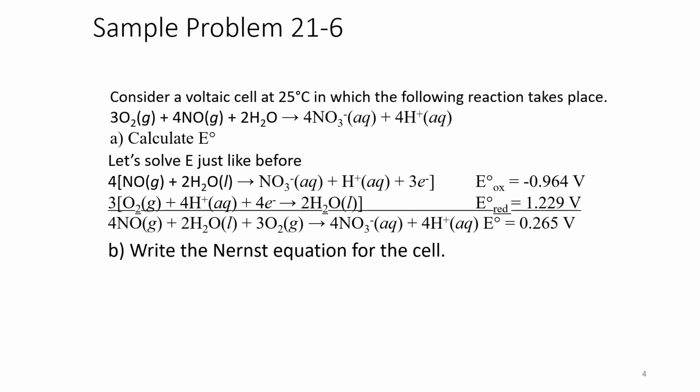Time for us to work a sample problem. This is sample problem 21-6, and here we're going to be using the Nernst equation eventually. That's what it says in part B. Initially, though, it just wants us to calculate our standard voltage. To calculate the standard voltage, this is what we have done on previous problems in the past. What we're going to do is look up values in our standard reduction potential table.